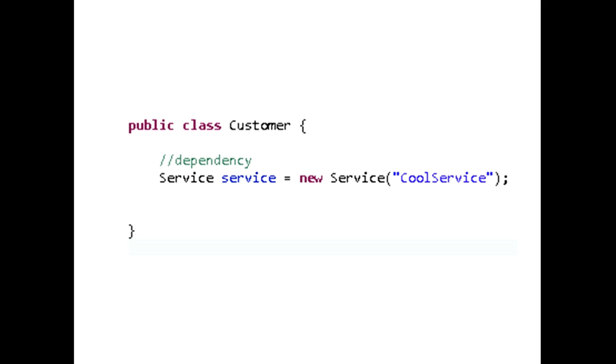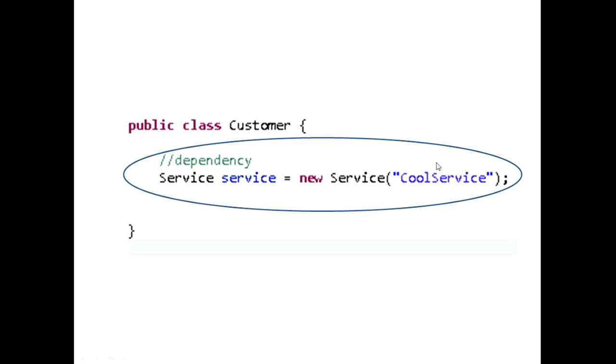Well, let's say we have this class here. We have a customer class, and in this class we've created an instance of a service object, and we're passing a value to that service object called cool service. So this service object right here is what we call a dependency. The reason it's called a dependency is because the customer class depends on this service object in order to function properly. It depends on this new instance of the service object to function properly.